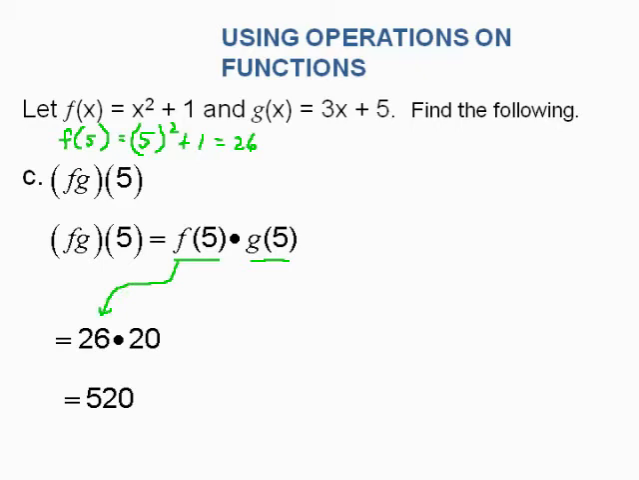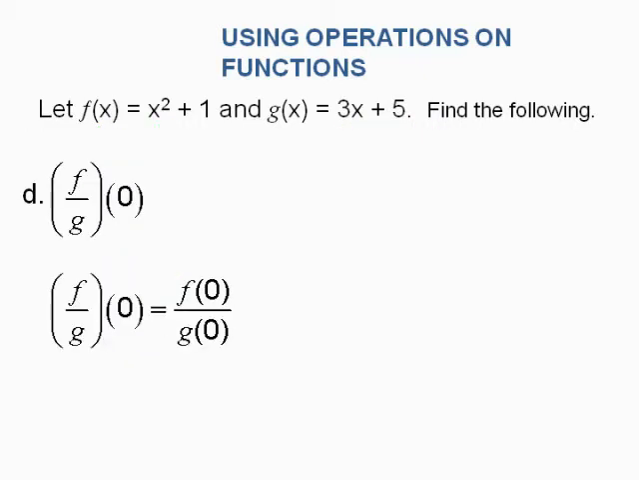I left a little gap in that one. g of 5 is 3 times 5 plus 5, which is 15 plus 5, which is 20. And I believe if you multiply those two together, you will get an answer of 520. Yes, I'm going to put some of these on the test if y'all want them.